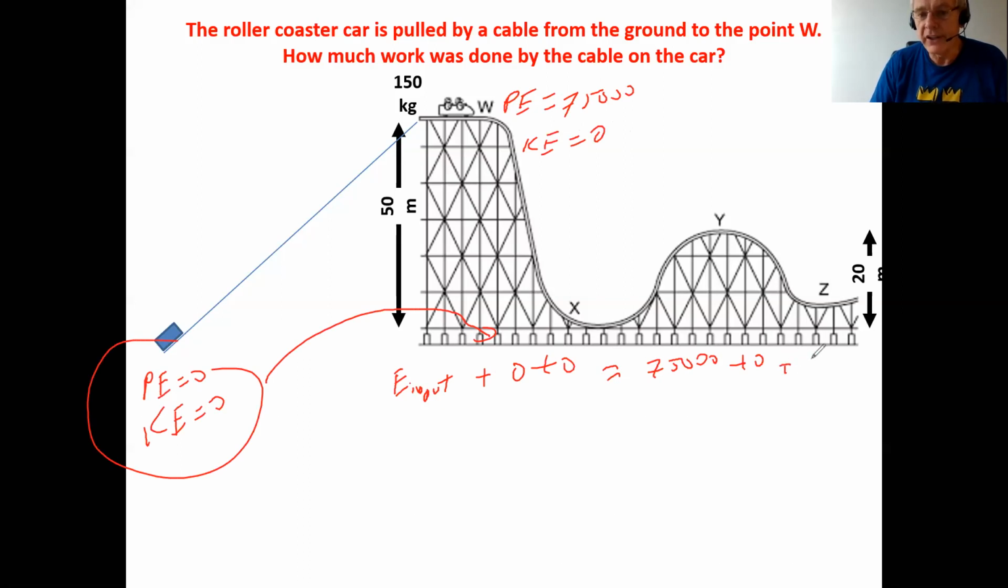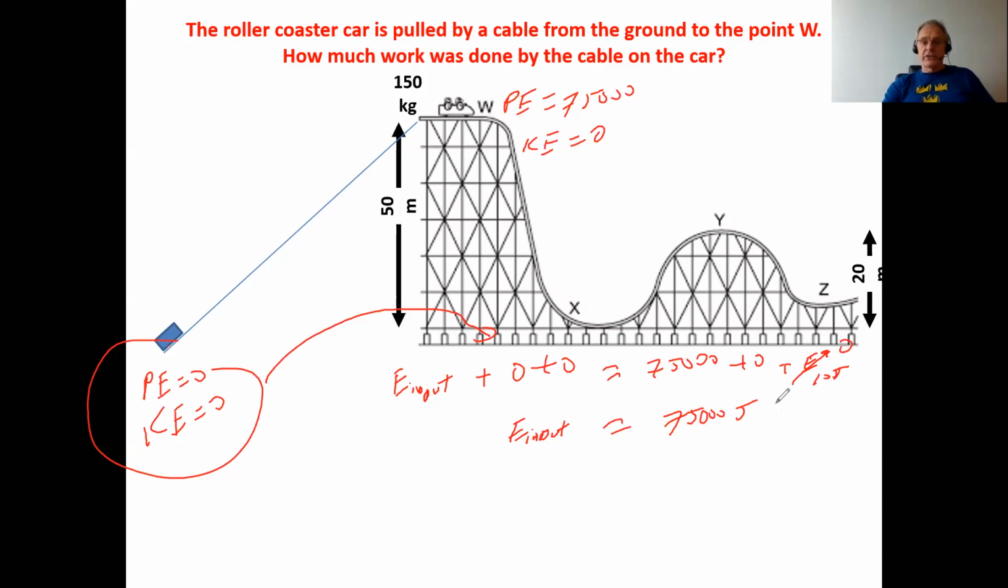I didn't state that there was no friction, but there is no friction here. So there's no energy lost. And so therefore, the energy input by the cable to get the car from the ground to the top of the roller coaster is simply equal to 75,000 joules, which, by the way, is simply the potential energy at the top. That's where that potential energy comes from, right?